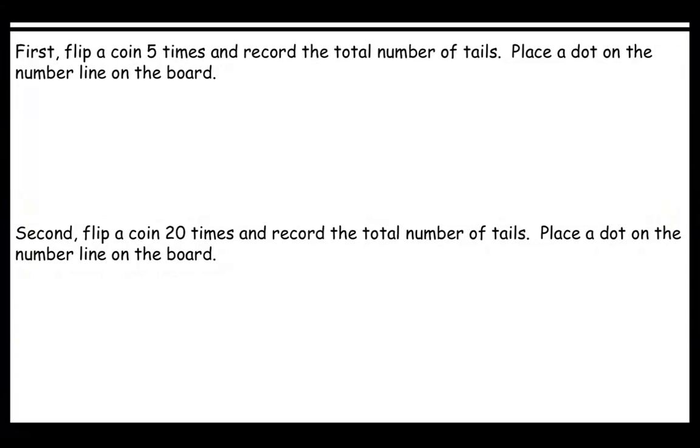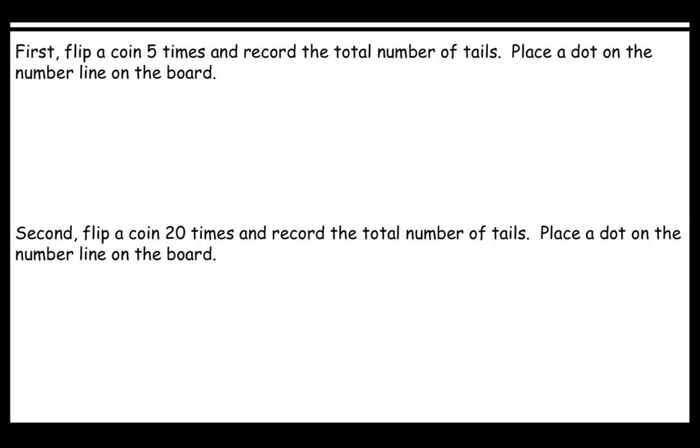What do we see? What observations do you see in either one, black or white? What are observations that you see? A lot of people got 3. A lot of people got 3 up here, right? With the 5. When you guys flip the coin 5 times, a lot of people got 3s.